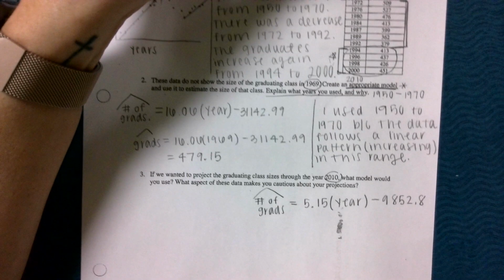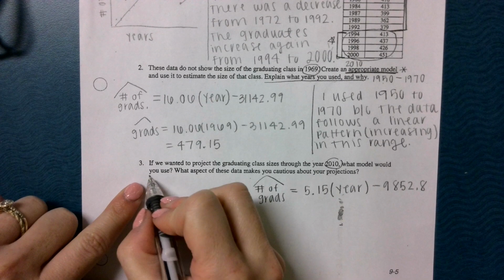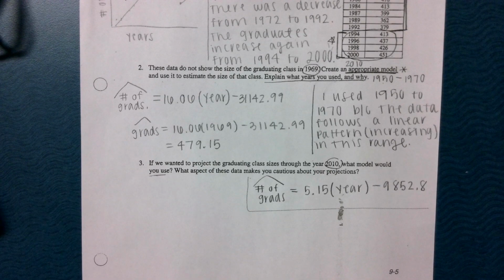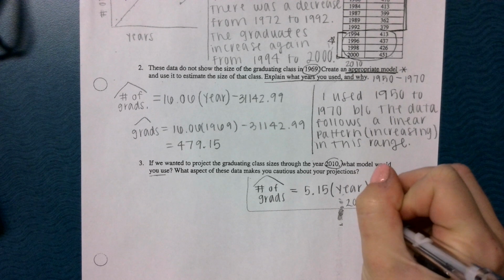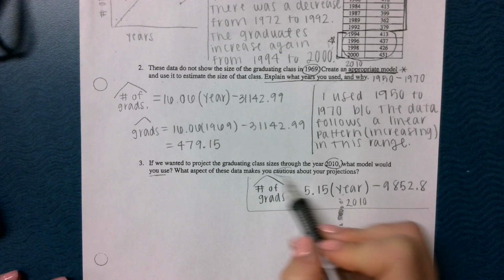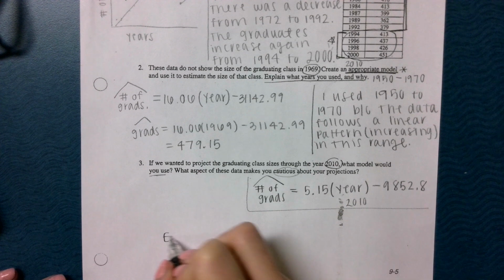Okay, so it says, what model would you use? This is our model that we're using. What aspect of these data makes you cautious about your projections? So in this case, if I were to plug in 2010 and make a prediction here, why should I be cautious about this? Well, going to 2010 is an example of extrapolation.